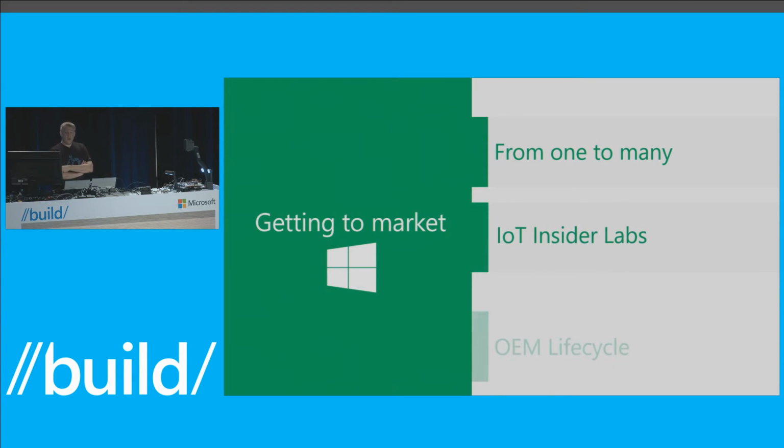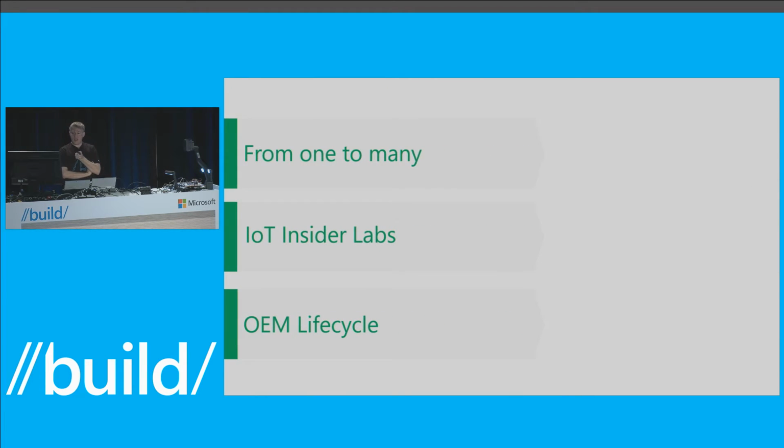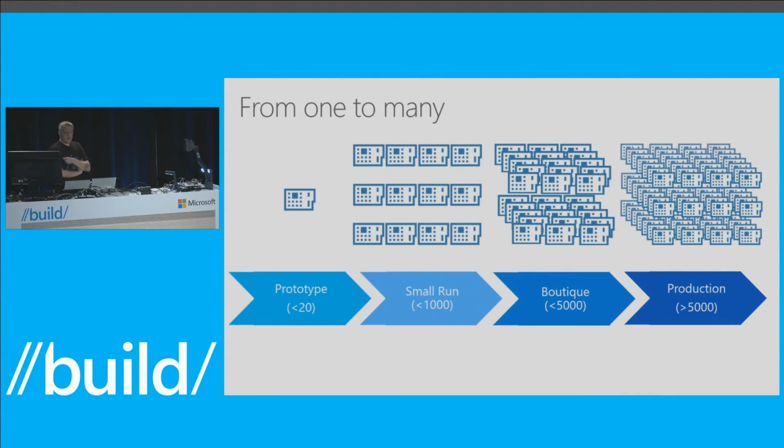So number one, when you want to get to market, you really want to take your one idea and make many of them. So we're going to talk about how to do that, the IoT Insider Labs, and the OEM lifecycle. Let's talk about from one to many. This is a traditional journey that happens in the embedded or IoT world. You start with a prototype, you have one board, you have less than 20. You then move to a small run of less than 1,000. You then do a boutique run of less than 5,000. And then you want to go to production, which is typically over 5,000.